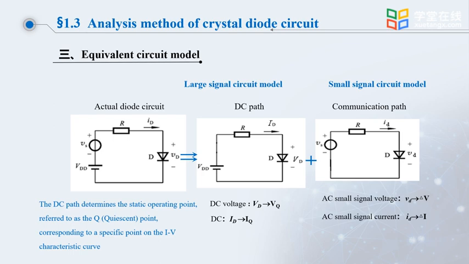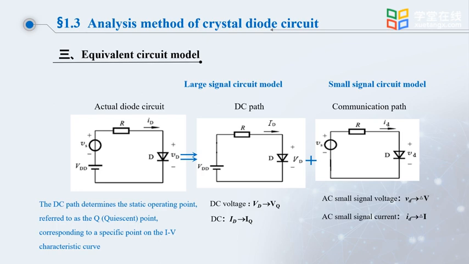Let's take a look at the actual circuit of the diode, the picture on the left. In the picture, there is a DC power supply VDD and an AC signal Vs. There is also a resistor RD and a diode D in the circuit. If we remove or short the AC signal Vs in the figure, at this time only the DC power supply VDD is used in the circuit. This circuit is simplified to its DC path. In the DC path, we can solve the DC voltage Vd of the diode and its DC current Id. This is called DC analysis.